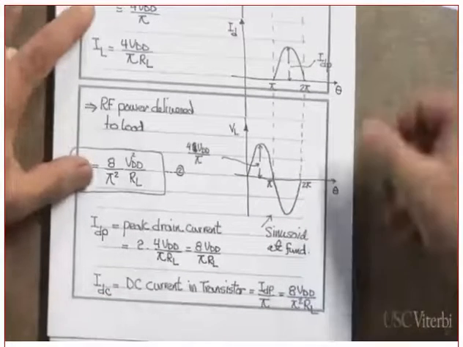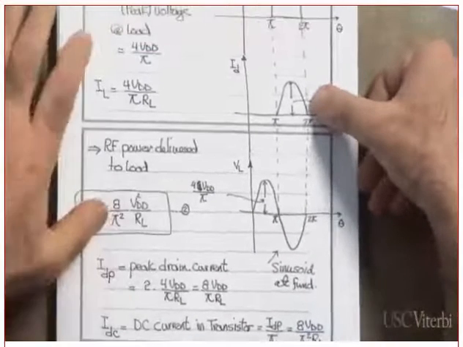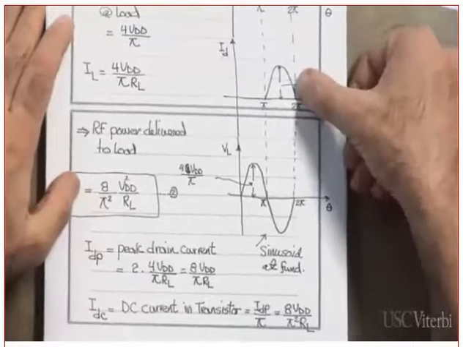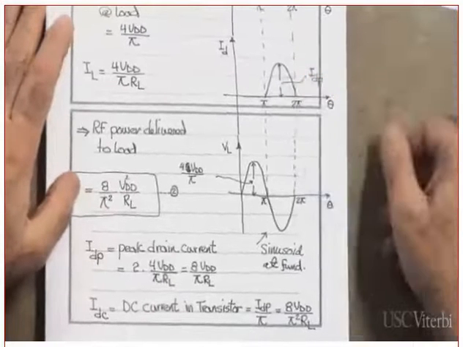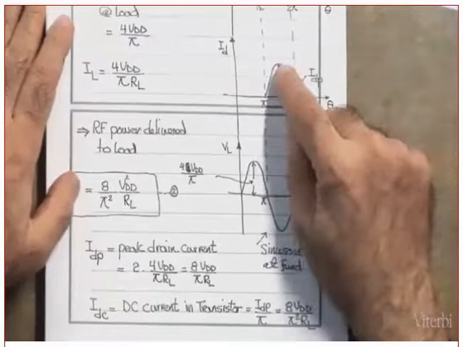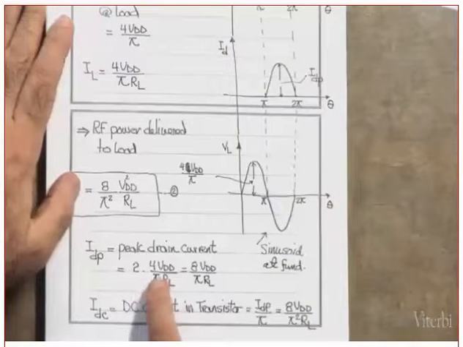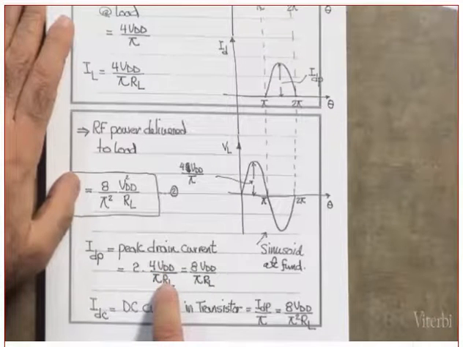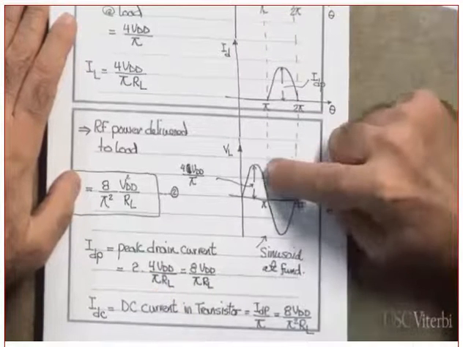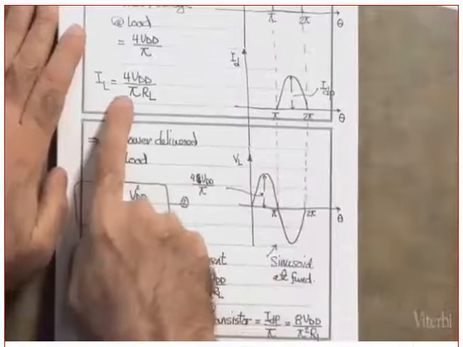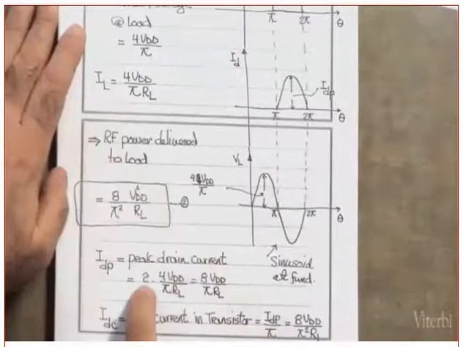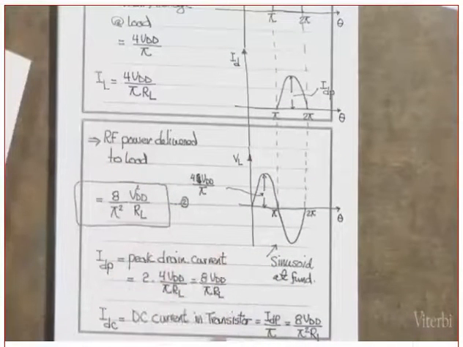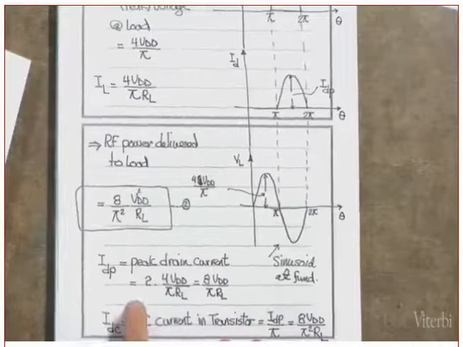Now, let's see if you can help me here. This is the current in the drain. What is the peak current? This peak current, why is it 2 times 4 VDD over pi RL? Notice, by the way, 4 VDD over pi RL is this current. Why is it multiplied by 2? That's the peak current.